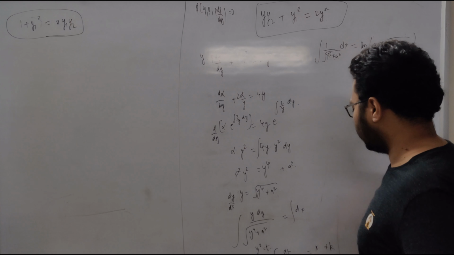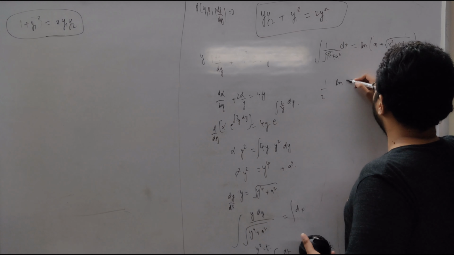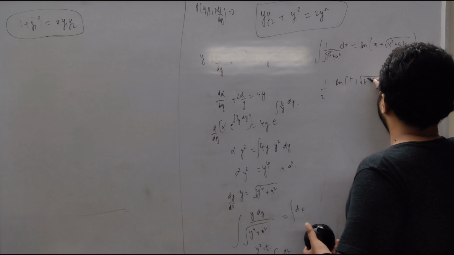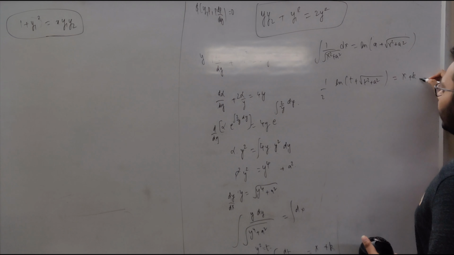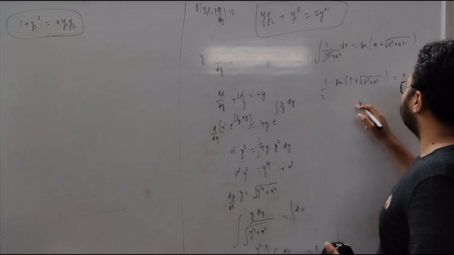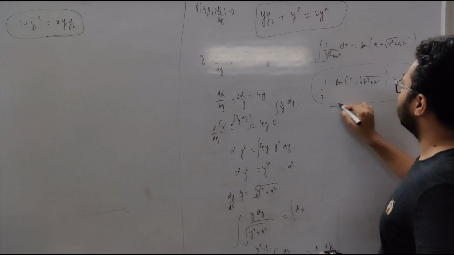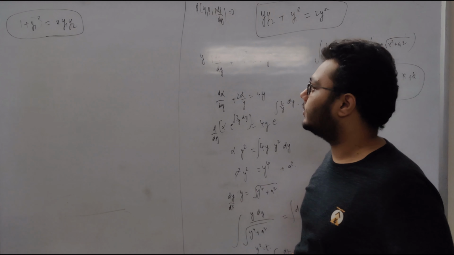So it is the exact same thing. We have 1 by 2 ln t plus under root t square plus a square equals x plus k, and t was equal to y square, so we put y square in this, and we can just simply leave the answer with this as well. It totally depends on what question you actually are solving.